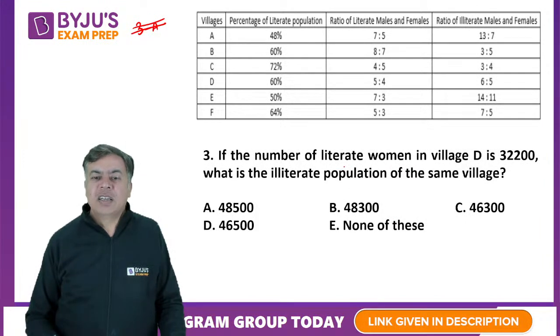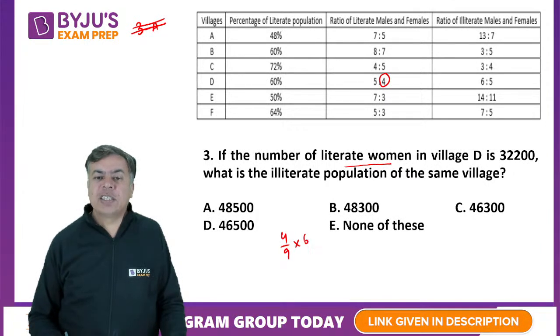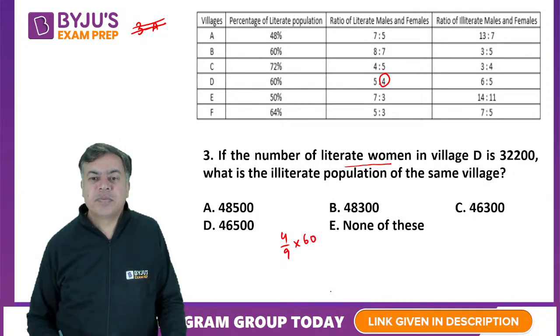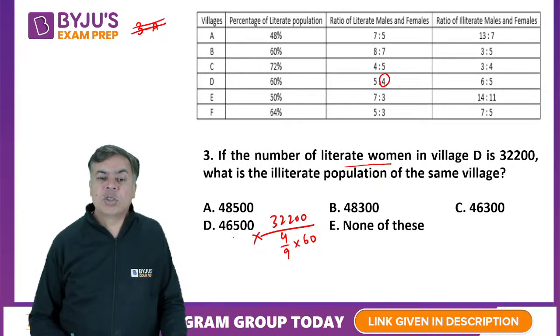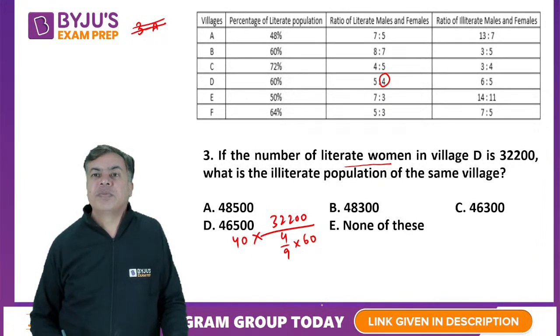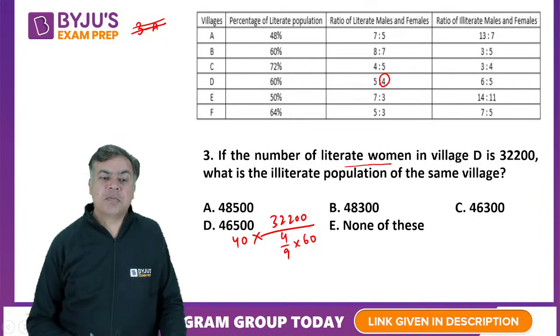Okay, let's see. Number of literate women. So literate women is 4 by 9 of 60. Right? 4 by 9 of 60 is the literate women. If this is given as 32200, that means 32200 is this much. So the illiterate population will be 40%. So 40 I need to find out. So this should be my answer.